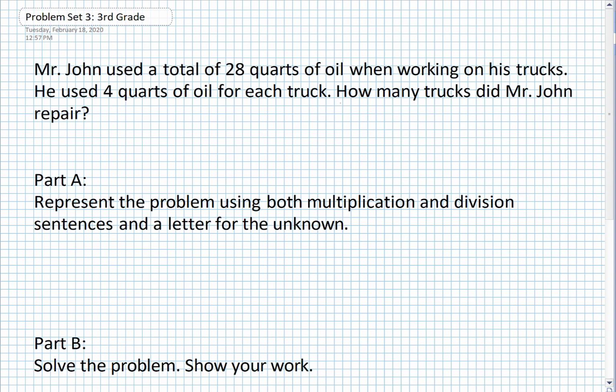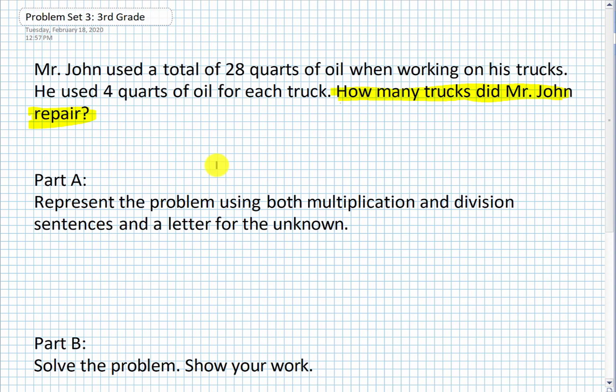So the question says, Mr. John used a total of 28 quarts of oil when working on his trucks. He used 4 quarts of oil for each truck. How many trucks did Mr. John repair? I'll go ahead and highlight that now because ultimately we're going to have to answer this question.